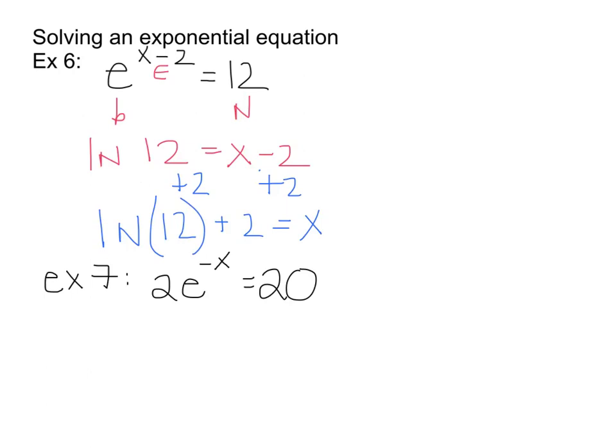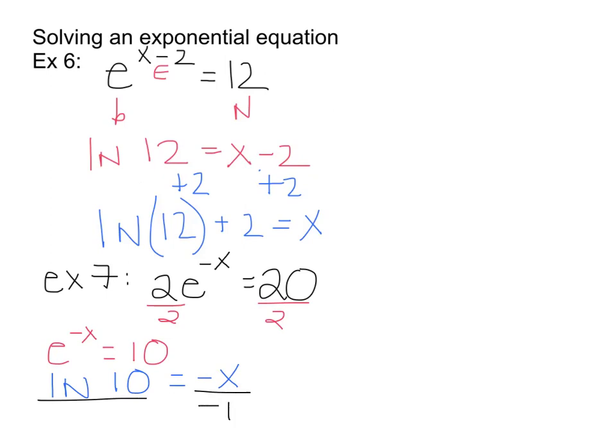Example 7, we have 2 times e to the negative x power equals 20. So first thing to do, get the e all by itself, so divide both sides by 2. e to the negative x power equals 10. Now change it to logarithmic form, so the natural logarithm of 10 equals negative x. To get rid of the negative sign out in front, you divide by negative 1, and it doesn't make it negative 10, it just makes it negative natural logarithm of 10.